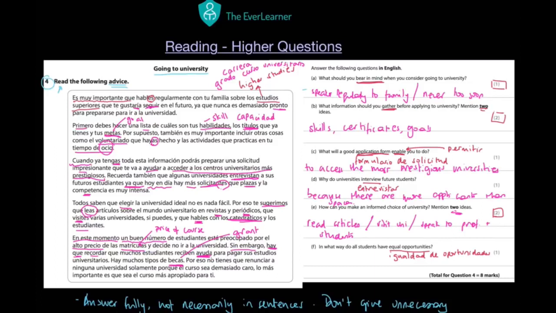That's a grant, okay? So read around words that you don't know, because they might give you the information anyway, especially with those words that they know people are very likely not to know. "Por eso no tienes que renunciar a ninguna universidad solamente porque el curso sea demasiado caro." So you don't have to accept not going to a particular university only because the course is too expensive. And notice this "sea" in the subjunctive, okay? So this means it's not necessary that the course is too expensive, but that the course may be too expensive. Remember the hypothetical. "Lo más importante es que sea el curso más apropiado para ti." The most important thing is that it is, more subjunctive, the most suitable course for you.